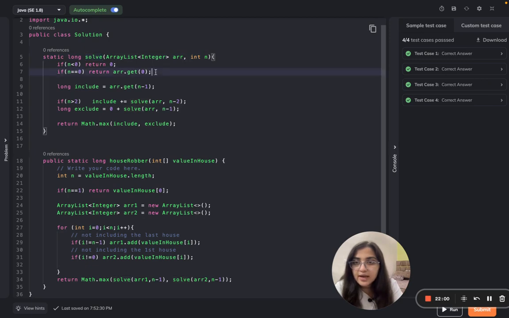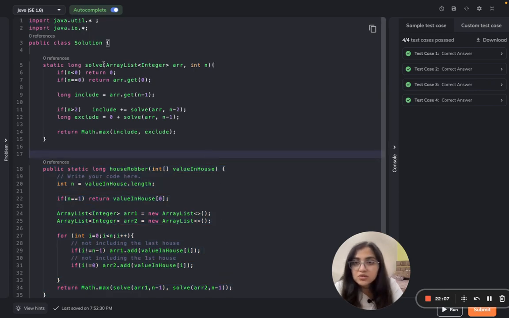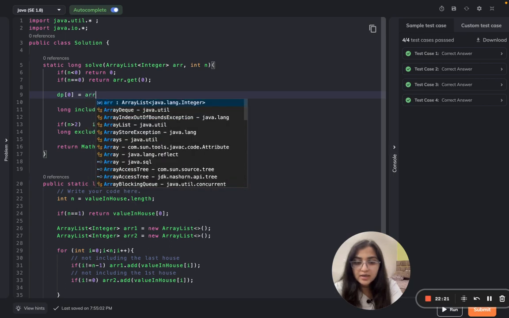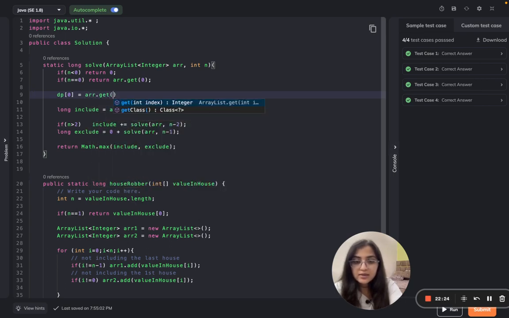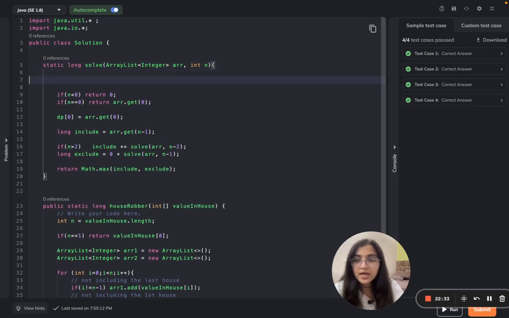Let me just write it again. This will be similar. We are just going to make the dynamic programming call here. So in the solution, if n is equal to 0, we just need to return the array at the 0th position. That means dp at 0 will be equal to array dot get 0. So I've just converted it into dynamic programming. One more thing, we just need to define the dynamic programming array first.